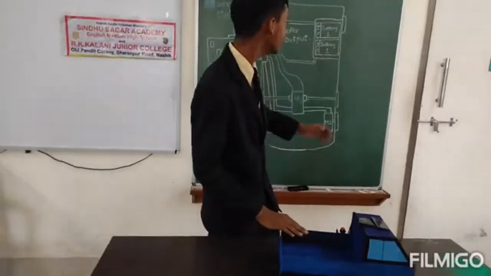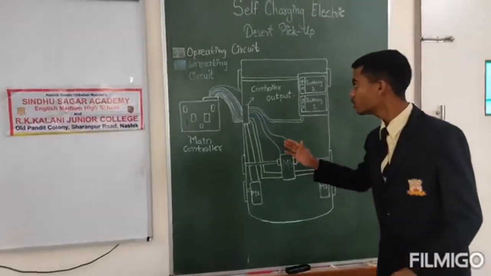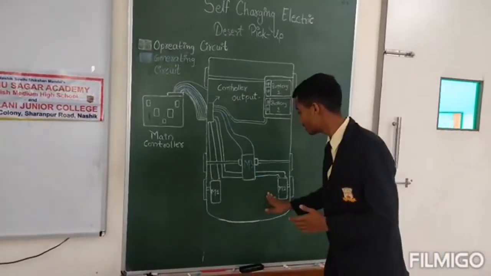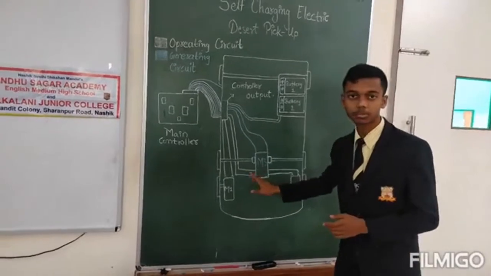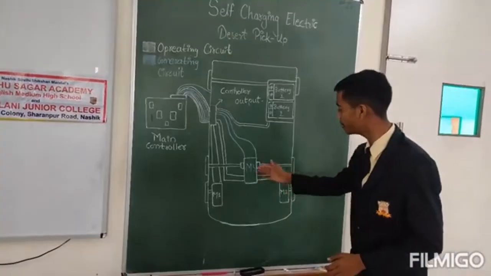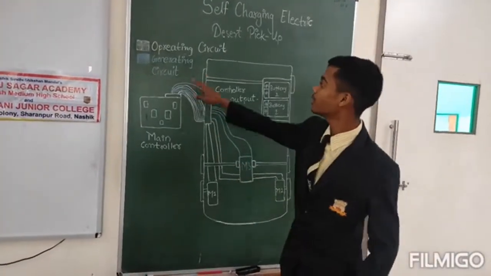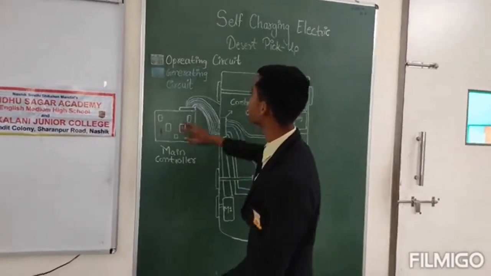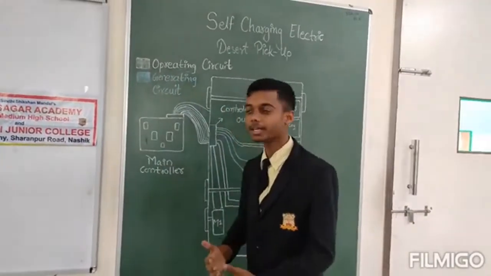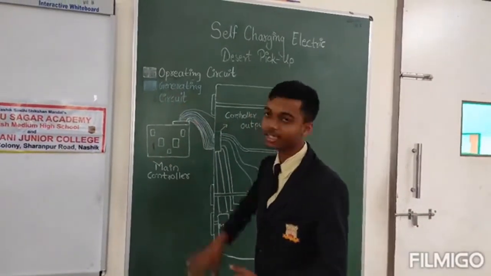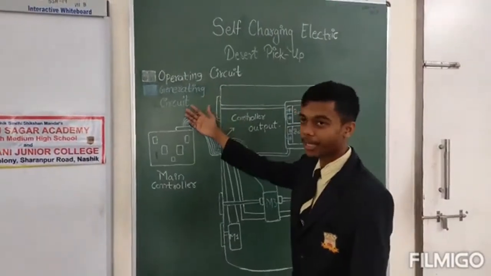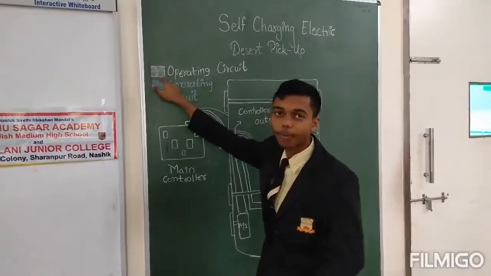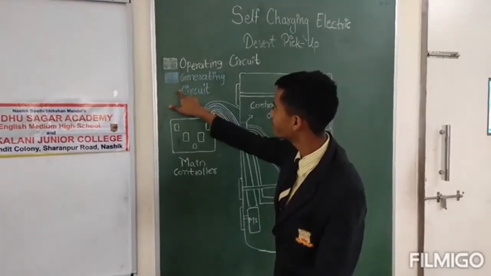So as you can see, we have drawn its diagram. In this, we have installed 3 motors: motor 1, motor 2 and motor 3, denoted by M1, M2 and M3. And as you can see here, we have drawn its graph. In this circuit we can see that 2 colors of circuit are there. First, which is white, is the operating circuit, and the second is the generating circuit.